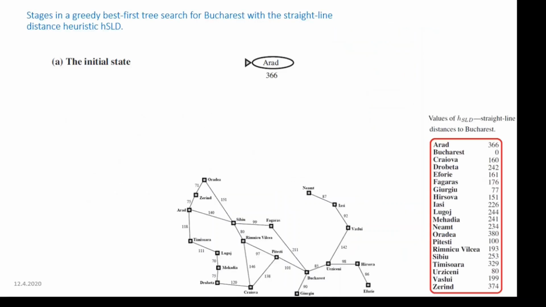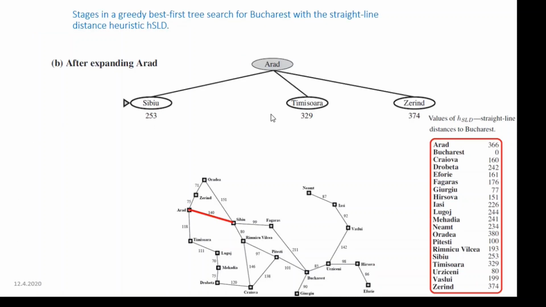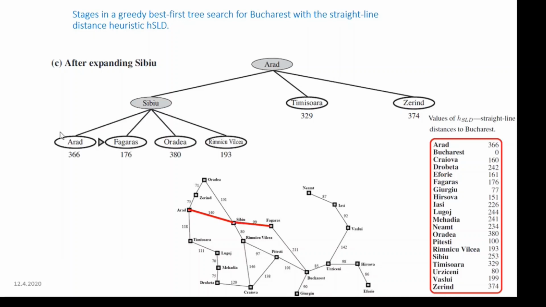We start with Arad. After Arad, we have 3 options. Sibiu seems like taking us closer to Bucharest, so we are going to pick that one. After Sibiu, we have 4 options. On the fringe, the closest is Fagaras, because it makes immediate progress. However, the right answer is Râmnicu Vâlcea.